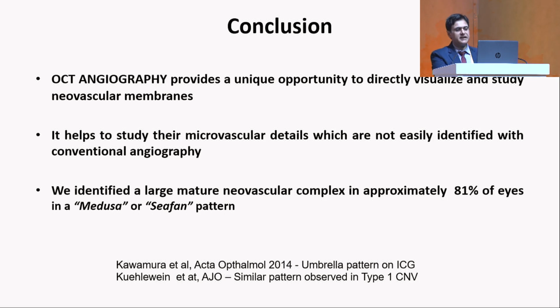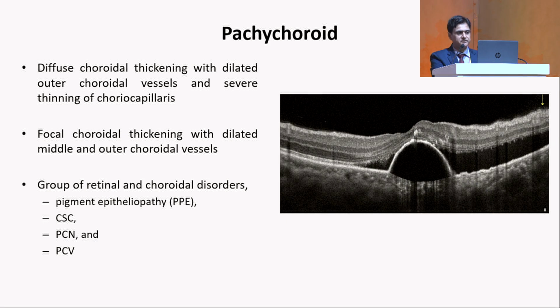So for AMD, I think OCTA is a very good technique to directly visualize and study the neovascular membranes. We can see the microvascular details very clearly, and in 81% of the patients, we could identify a well-defined vascular pattern on OCTA. Now coming to the second part, which is the pachychoroid.